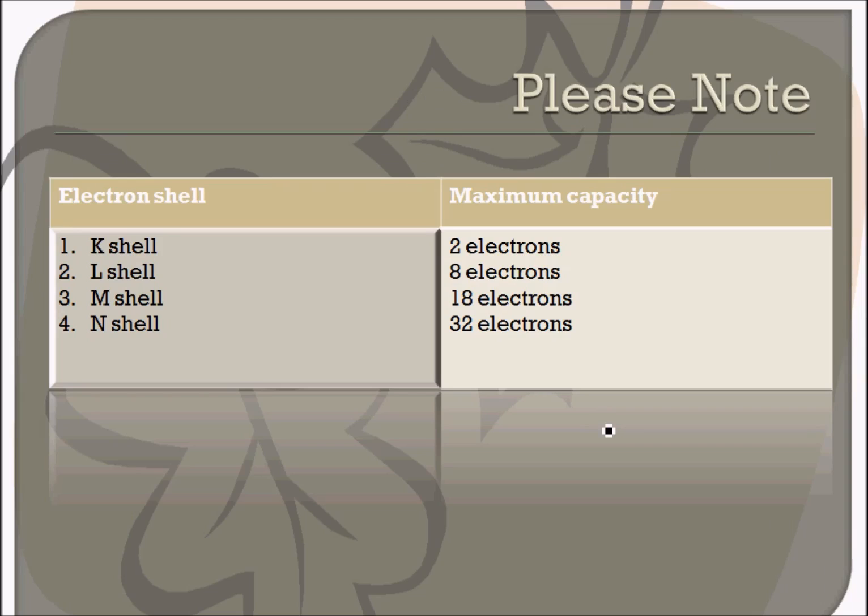It will be more handy for you to understand. That is the electron shells and the maximum capacity. KLMN shell with the 2, 8, 18, 32.